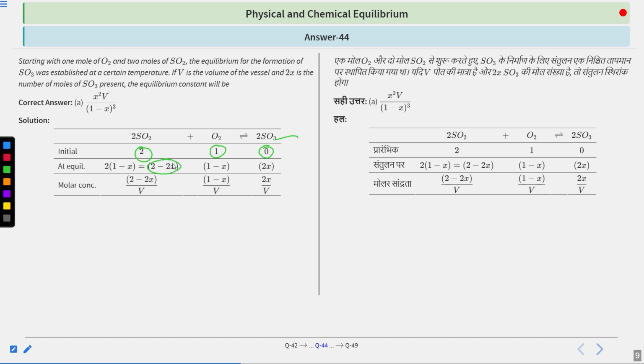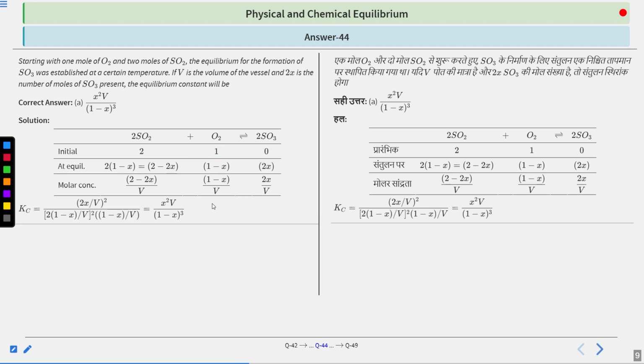Now to react with 2x moles of SO2, x mole of O2 is required, so x mole has been reduced from this also, resulting in the formation of 2x moles of SO3. Now what will be the molar concentration? If V is the volume, then for this it will be (2 minus 2x) by V, this will be (1 minus x) by V, and this will be 2x by V. Now if Kc is to be calculated, then Kc is equal to (2x by V) whole square, which is the SO3 molar concentration whole square, divided by the SO2 molar concentration whole square, which is this, and the O2 concentration, which is this.